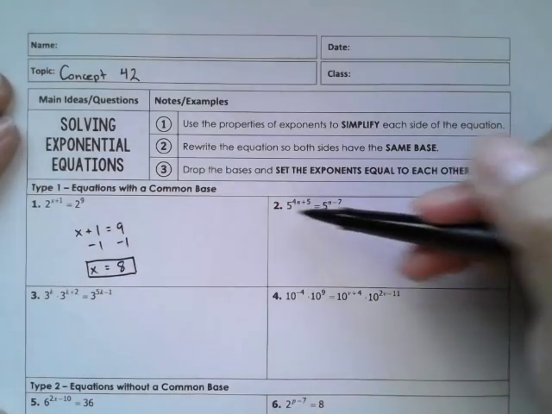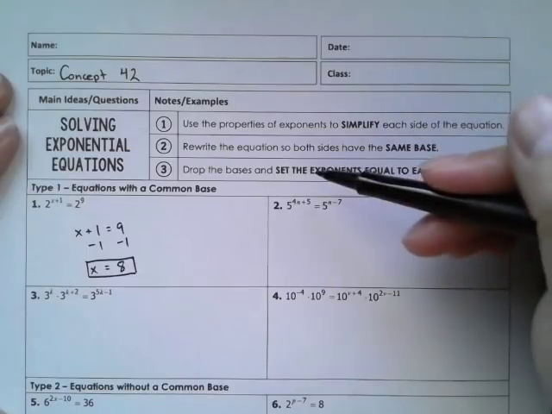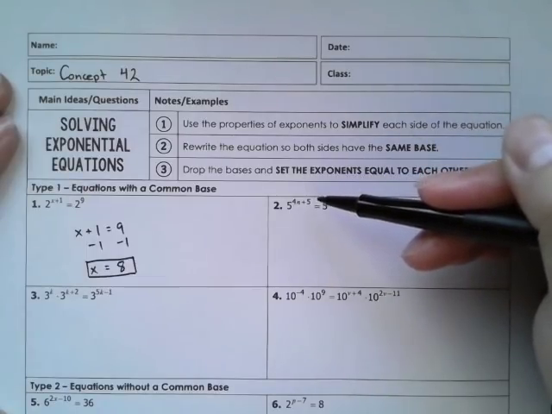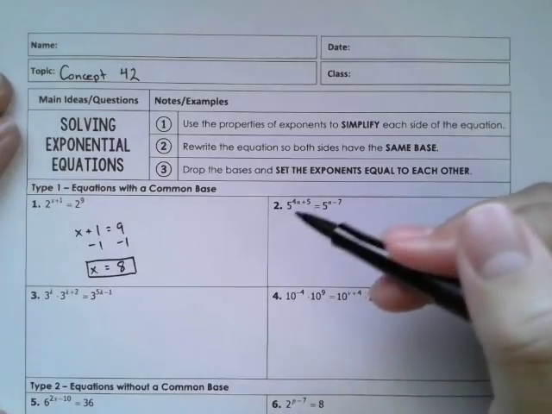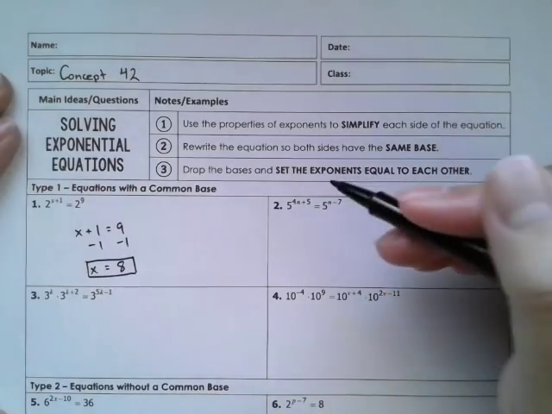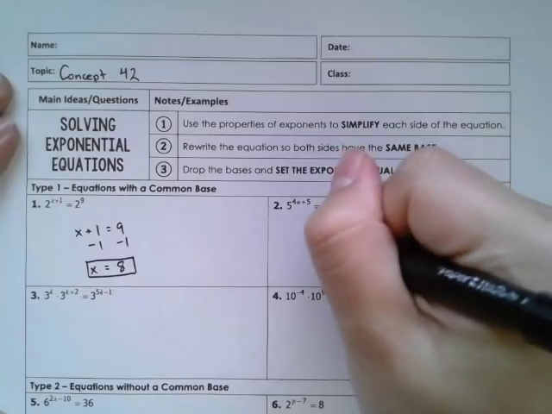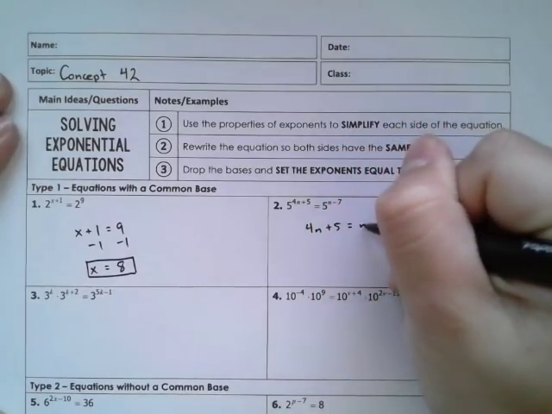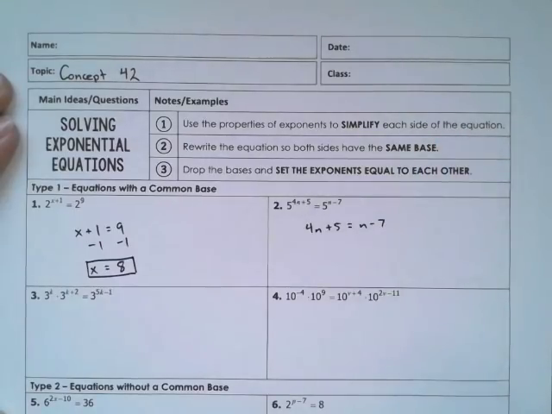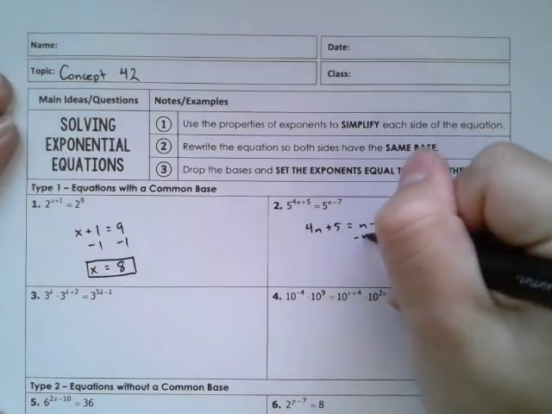Right here I have the same base, 5 and 5. My exponents are 4n plus 5 and n minus 7. These have to be equal. These are two values set equal to each other, so they're the same. The base is the same. Therefore, the exponents have to be equal to each other. Solve for n.